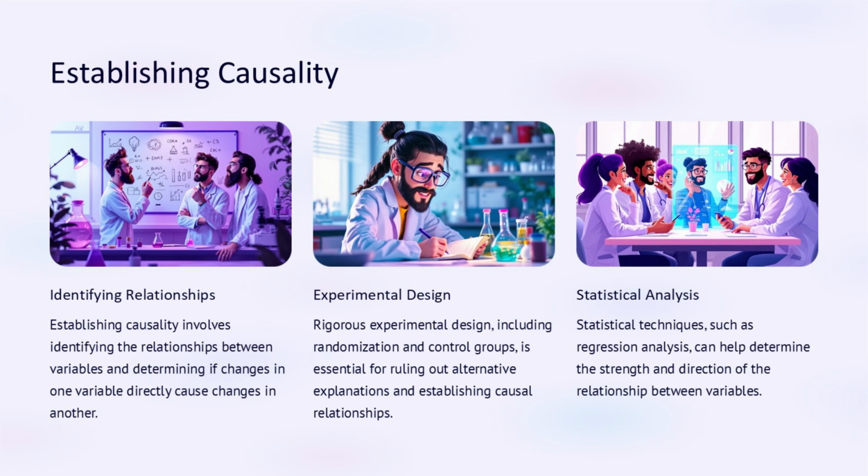Establishing causality is about identifying the relationships between different variables and determining if changes in one variable directly cause changes in another. This involves carefully designed experiments with control groups and statistical analysis to rule out alternative explanations and establish causal links. Rigorous experimental design, including randomization, is essential for establishing causal relationships. Statistical techniques like regression analysis can help quantify the strength and direction of relationships between variables. Understanding causality is crucial for making informed decisions and developing effective interventions.